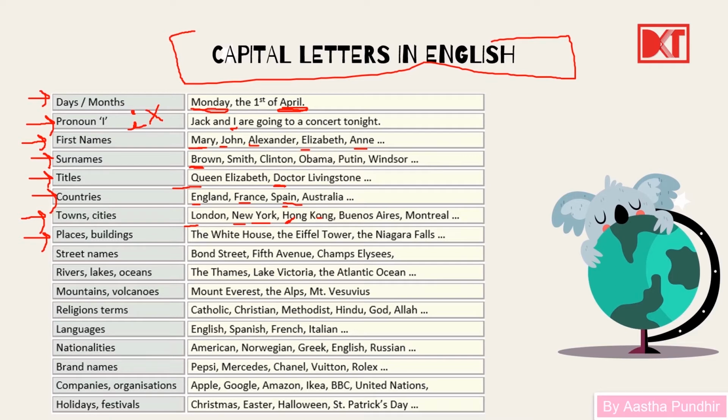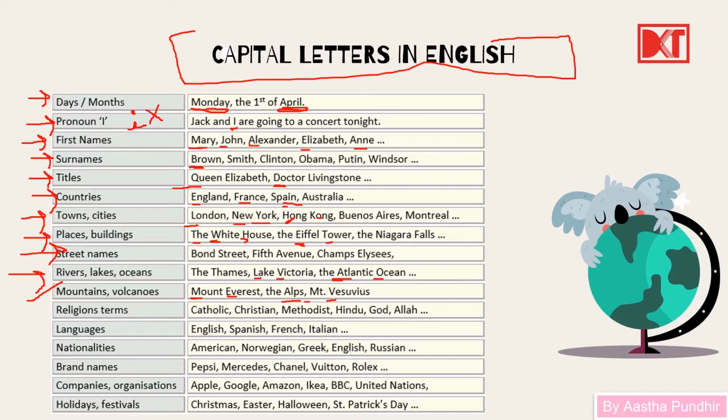Places and buildings like the White House, so T, W and H capital. The Eiffel Tower, here T, E and T capital, the first letter is capital. Street names, rivers, lakes and oceans like the Thames, Lake Victoria, Atlantic Ocean, A capital. Mountains and volcanoes, Mount Everest, M and E capital. Alps, A capital. Mount Vesuvius.